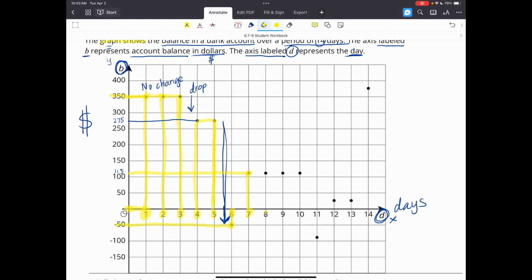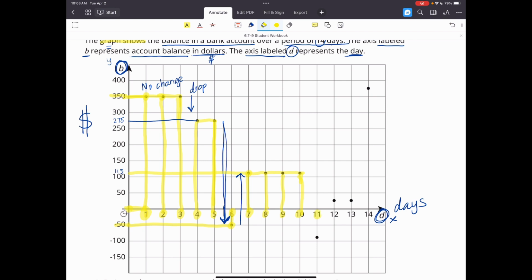And then days 8, 9, and 10, you can see that they all stay the same. So it looks like they deposited money. They went back up. They deposited money into their bank account. Maybe they got paid at work. And for 4 days, they didn't spend anything. And that was probably good, because if you drop down below 0, that's not a positive thing. And so that's how that goes.